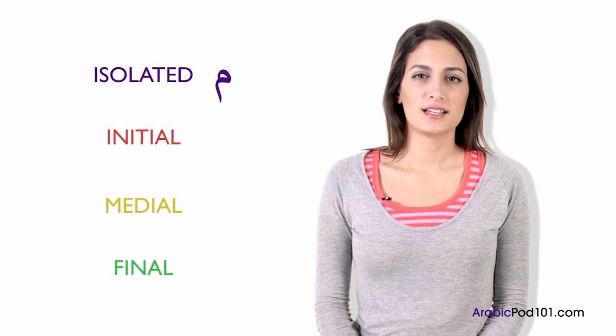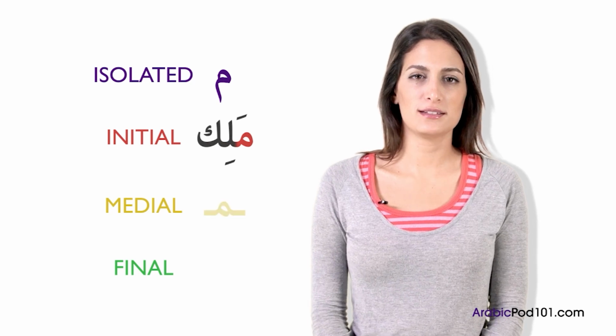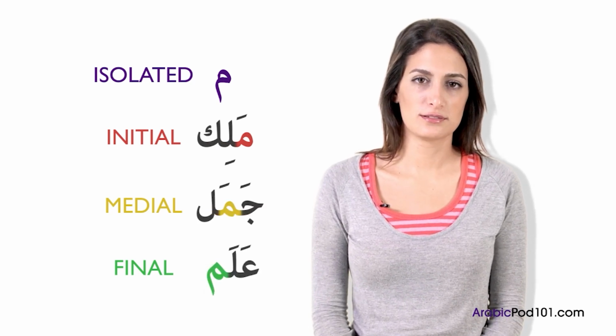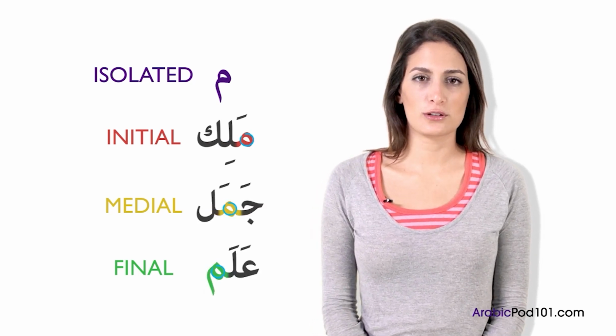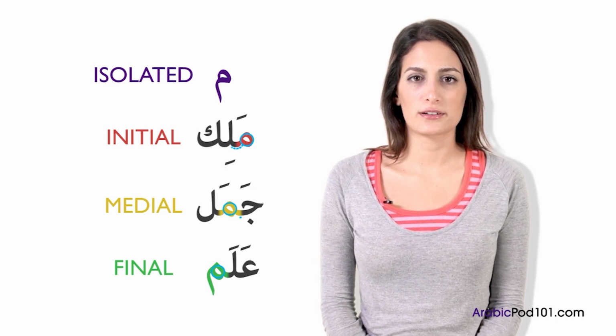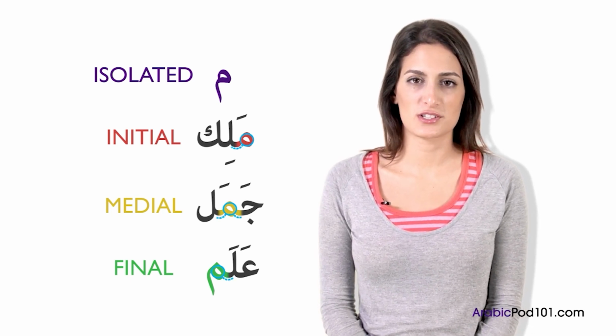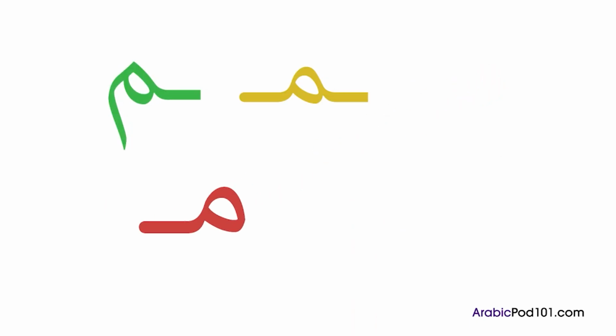Now let's see the other possible forms. Initial, medial, final. It's basically a circle, and the way it connects to the letters around it depends on its position. Here's how to write them. Meem.